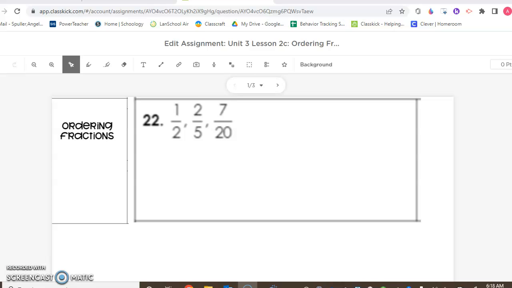Hi, this is Mrs. Oakley, and today we're going to look at Unit 3, Lesson 2C. This is the last mini lesson in Lesson C. This is about ordering fractions.